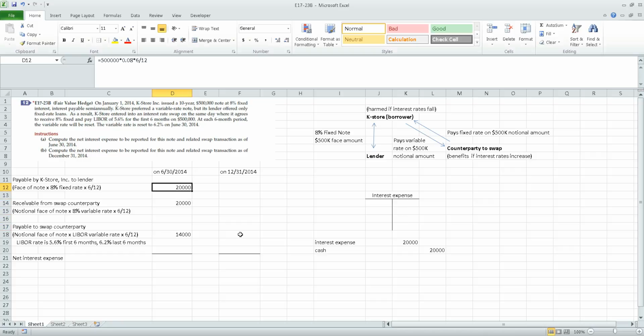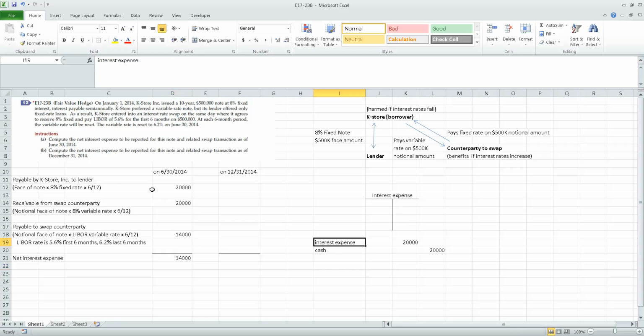So we've got this $20,000 interest payment made to the lender being offset by the $20,000 check from the counterparty, with the bottom line being $14,000 paid by K-Store to the counterparty. So the bottom line interest expense for the first 6 months is $14,000. So let's go ahead and finish out our journal entries.